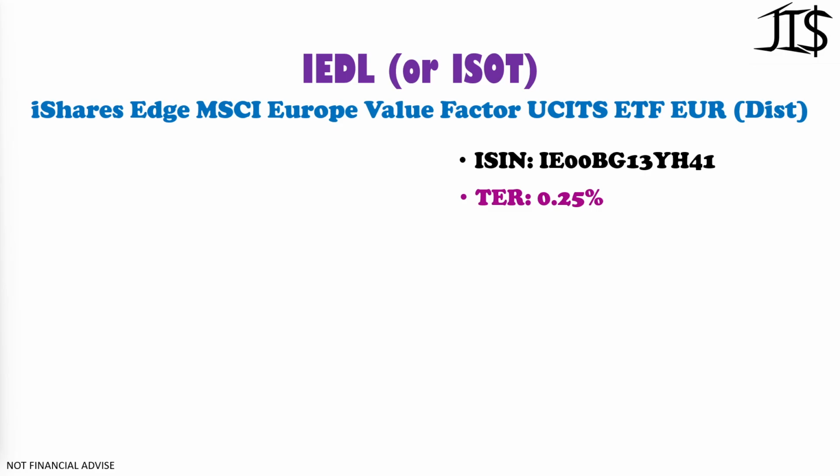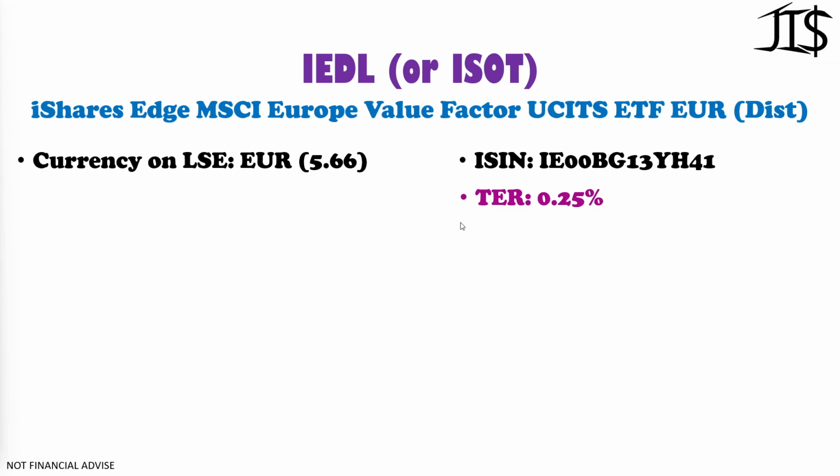Then we have the Value Factor ETF from iShares, the IEDL, with a total expense ratio of 0.25%. So here they do have a lower total expense ratio. So I strongly advise them to lower it for the other one as well, but I'm just a small YouTube channel, so I don't know if I will reach them, yes or no.